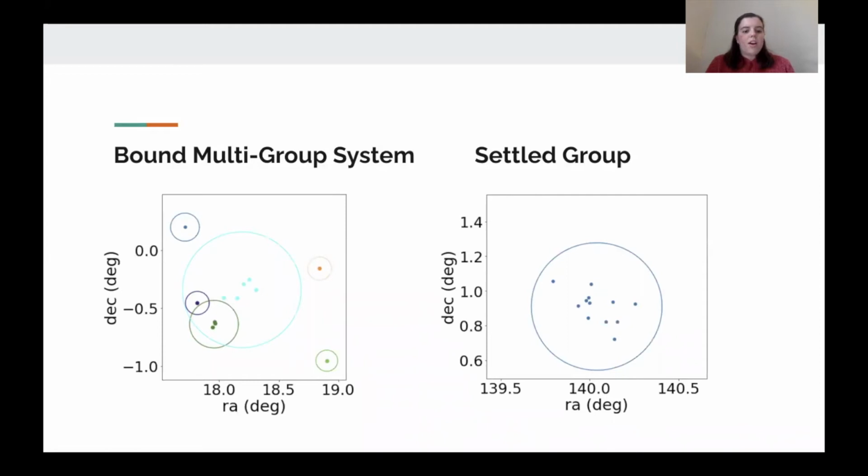So here are two examples, one of a bound multigroup system and one of a settled group, and the points are galaxies and the circles are an approximation of the dark matter halos. And you can see in a settled group, there's just one dark matter halo with a lot of galaxies inside of it, but in a bound multigroup system, there are multiple dark matter halos, and all of the galaxies in the bound multigroup system are gravitationally bound, but not all inside of the same dark matter halo.